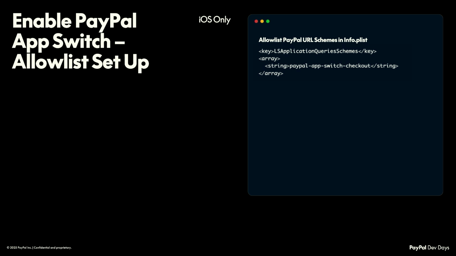So the first step is iOS only. It says allow list step in info.plist. And this is essentially saying, okay, my app has permission to now open the PayPal app. So that's the first step in this flow to get it going.